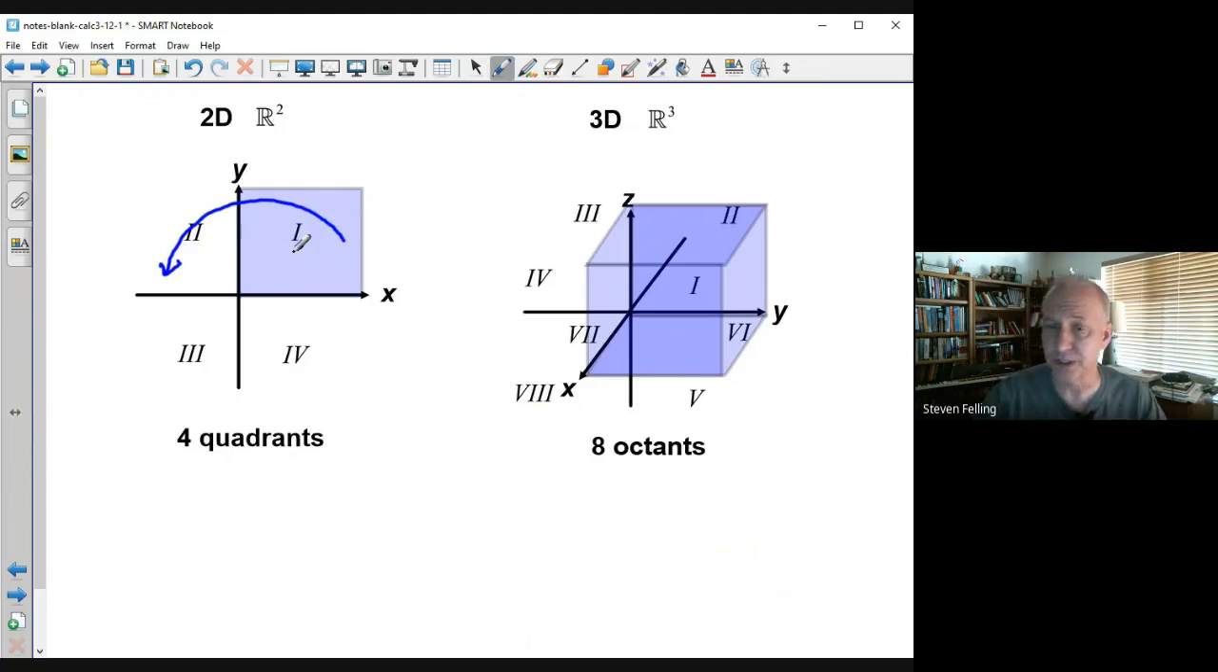So in 3-dimensional space, we have 8 octants, right? It's the same idea, except with all the positive z's first, like this. That's octant 1, 2, 3, and 4, and then another copy down below where the z is negative, octant 5, 6, 7, and 8. So we have 8 octants instead of 4 quadrants, and they are also represented by Roman numerals.